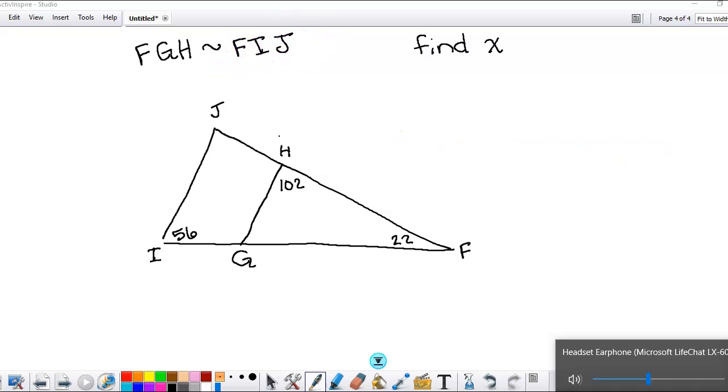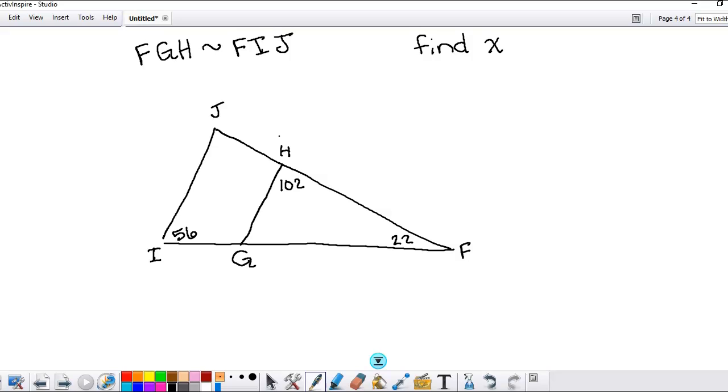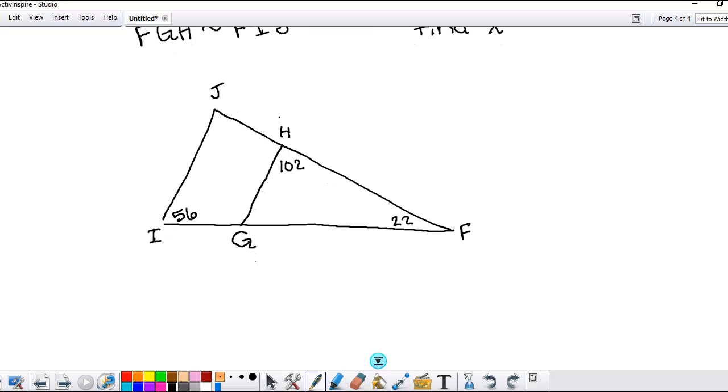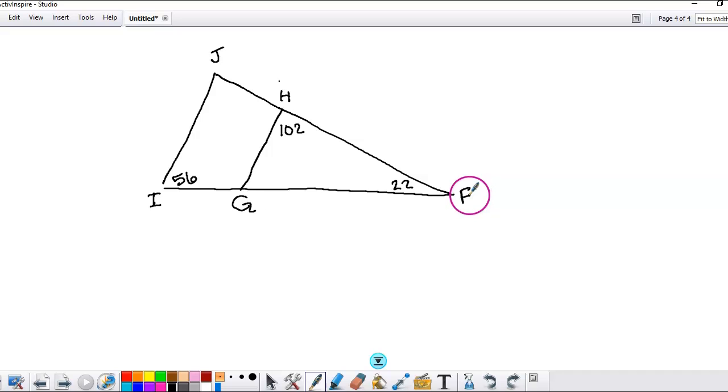I'm going to pull these apart for you so you can see better what we're looking at. So I'm going to write them separately. FGH is similar to FIJ. So FGH. I think I will write that one in a different color.